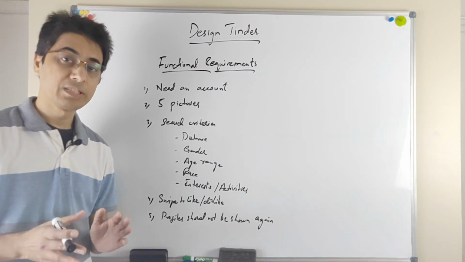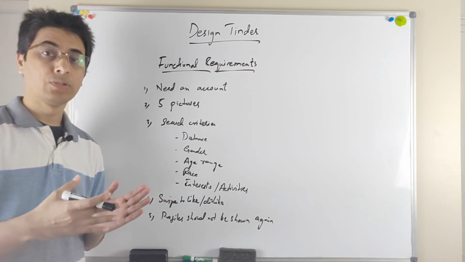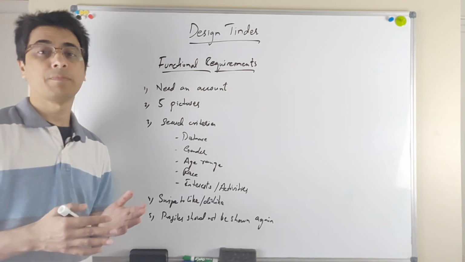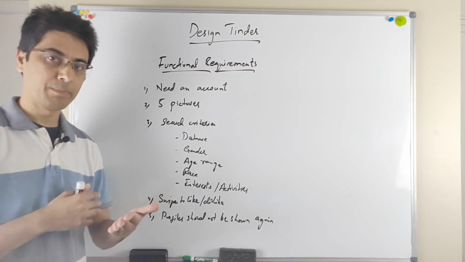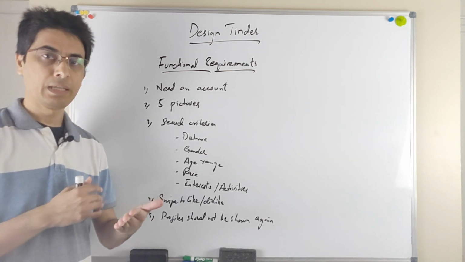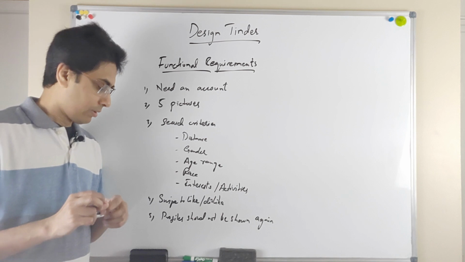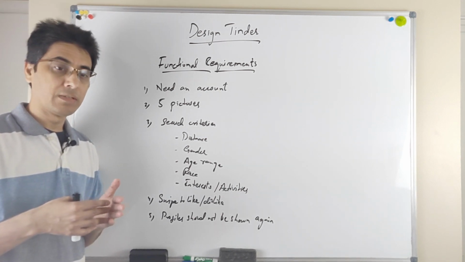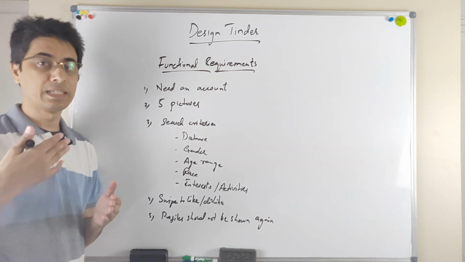The fifth functional requirement is that the profiles that we have shown to a user should not be shown to him again. It would be a very bad user experience if you see some profile, you either like or dislike it by swiping right or left, and then after some time you see the same profile again. So in this case, we have to make sure that in the Tinder application, we are not showing the same profiles which the user has already seen again and again.